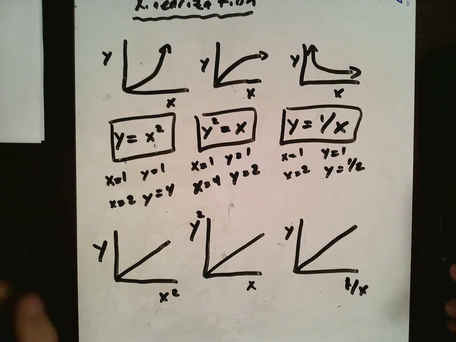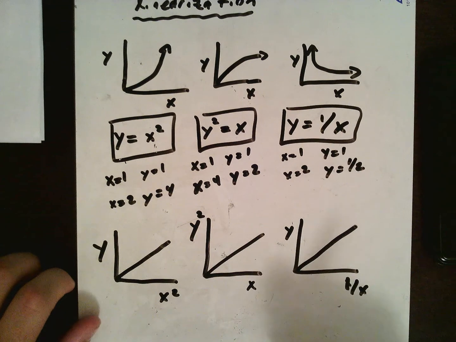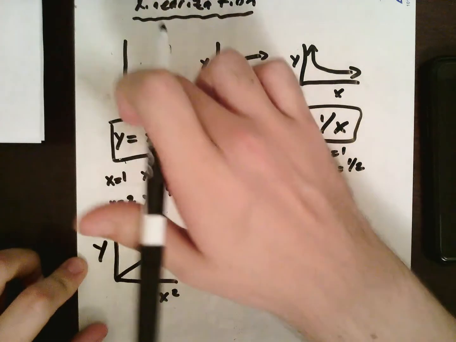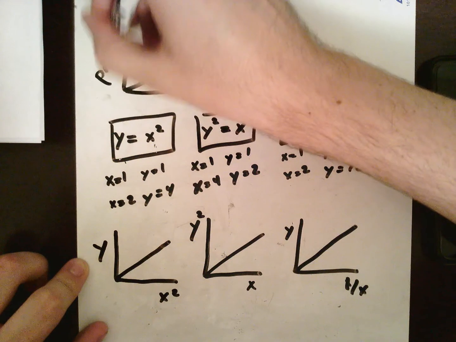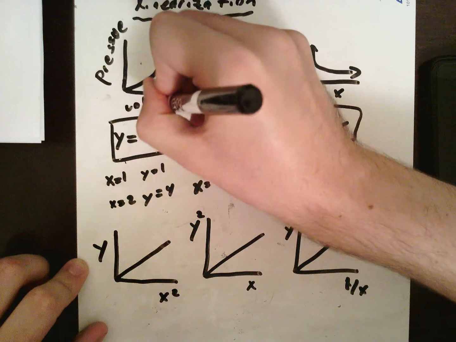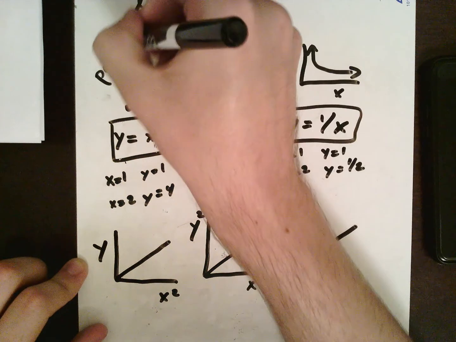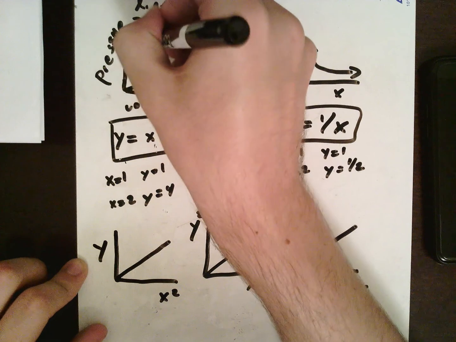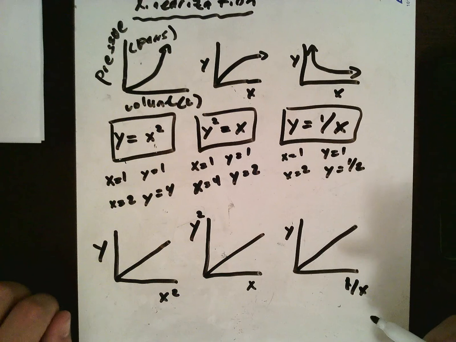Now, say that instead of y and x, I had units. Say I had pressure and volume. So I go back up here and change these to pressure and volume. Volume is measured in liters. Pressure we'll measure in bars. Sorry, that's a little hard to read.